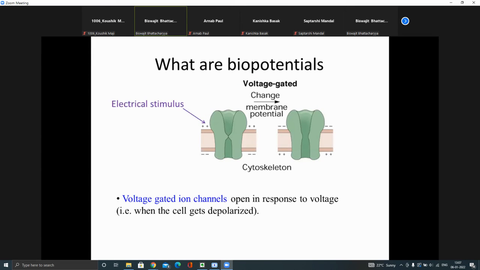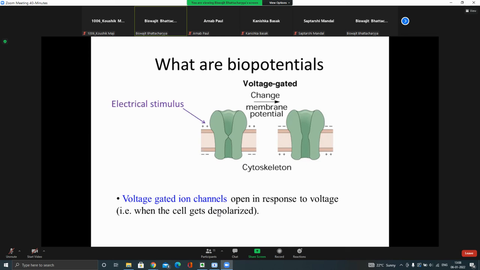Now, voltage gated ion channel: due to some presence of voltage, the channel opens and some ions will start moving. So that is our voltage gated ion channel. Due to the change in voltage stimulus, some ions will start working.